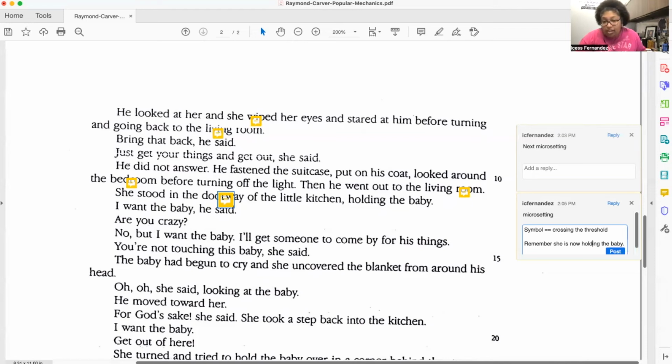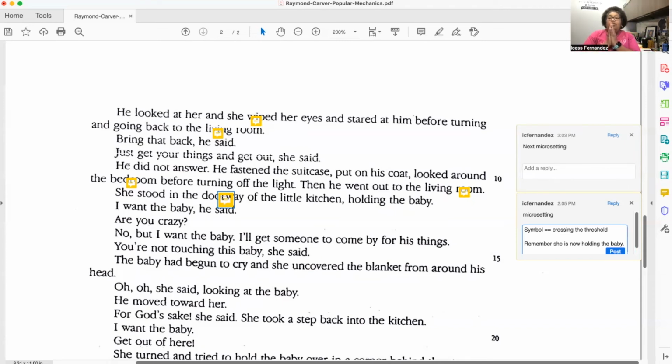It's not a big thing, right? She's got a picture of the baby. He's like, bring that back. And so he doesn't answer. She says, get your things, get out. He doesn't answer. He zips up the suitcase, gets ready to go, looks around the bedroom before turning off the light. Then he goes into the living room, and she's in the doorway of the kitchen holding the baby. So she's in the threshold between the living room and the kitchen, right? She's crossed over, right? And now she's holding the baby.